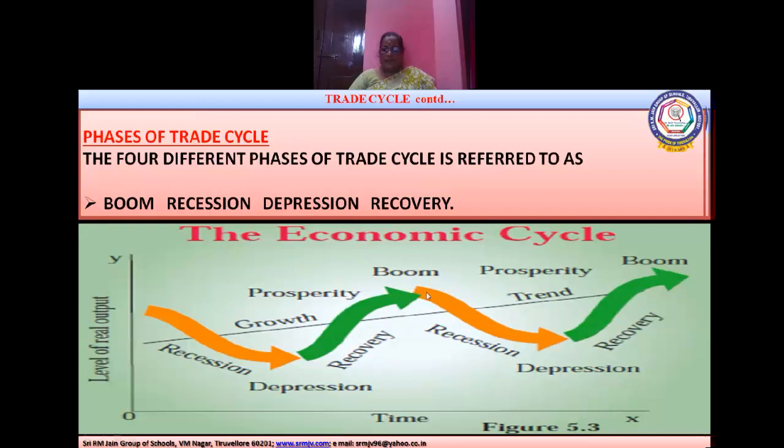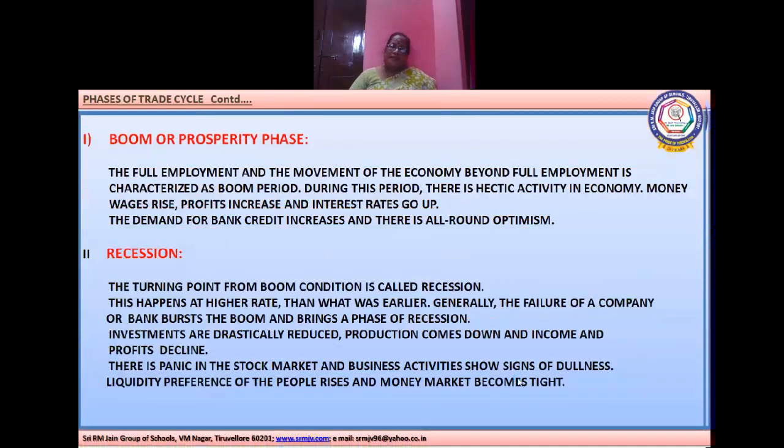So boom, recession, depression and recovery. Clear? Again boom, then recession, then depression, recovery. These are all the four phases of trade cycle. Let us learn in detail.